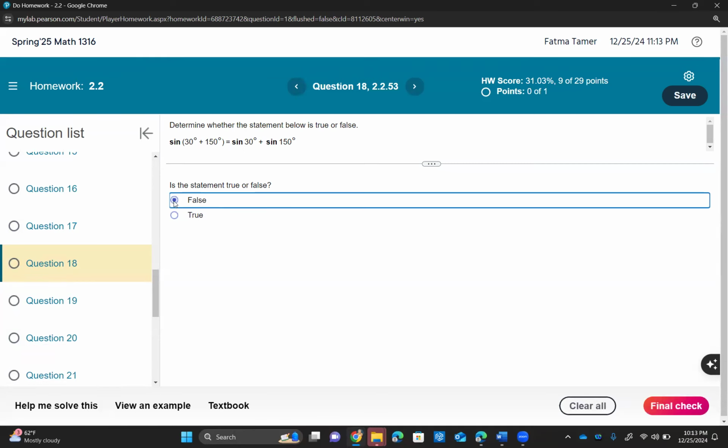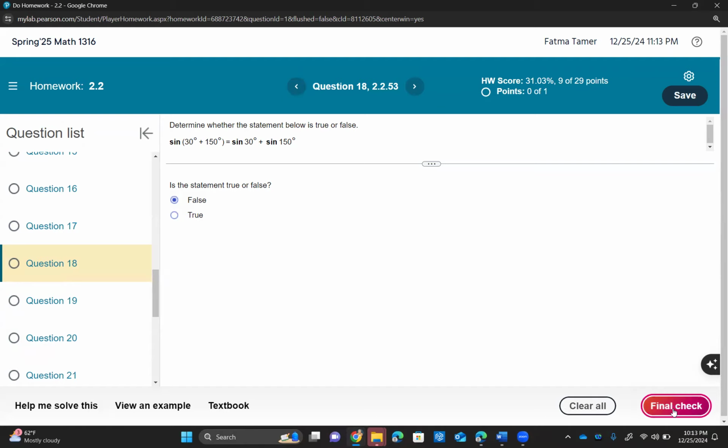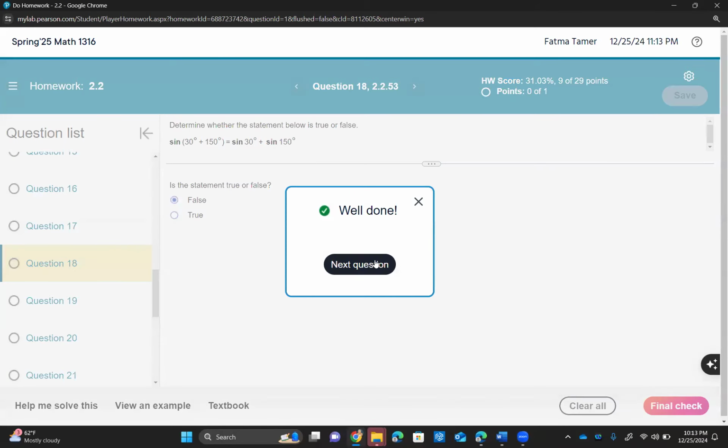We're going to choose false here, because there is no distribution property. We don't distribute sine over the parentheses. It doesn't work for trig functions, so this will be a false statement.